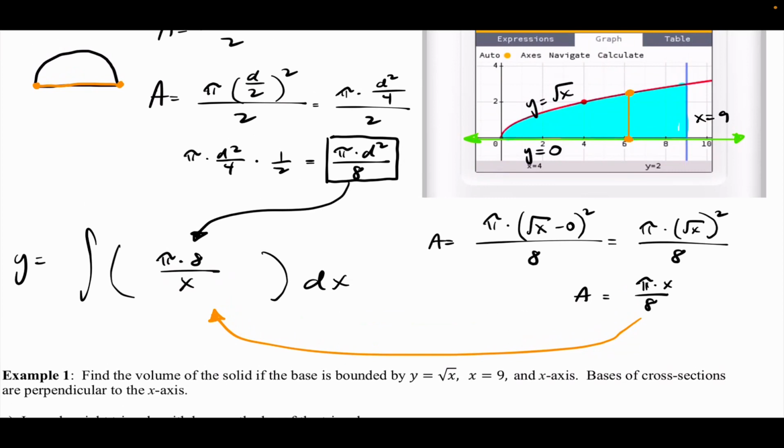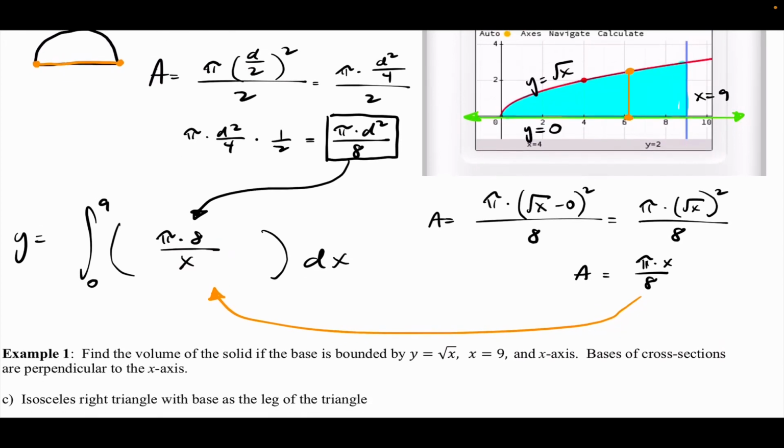Okay. Bounds are still the same because it's the same, 0 to 9. Oh, sorry, it's supposed to be 8, switch the 8 and the x. Sorry, yep, you're right. X, 8. There we go. Calculator time. See what you get.